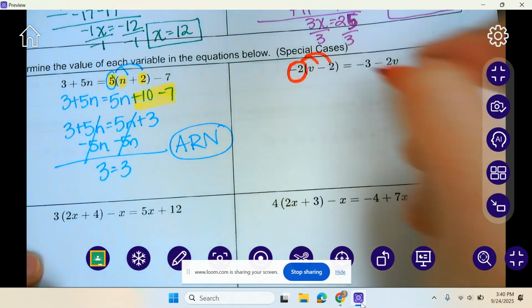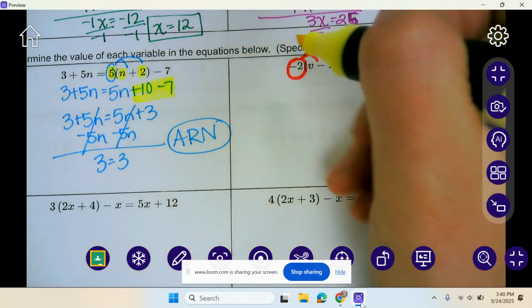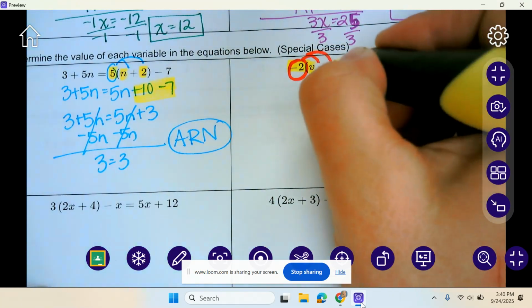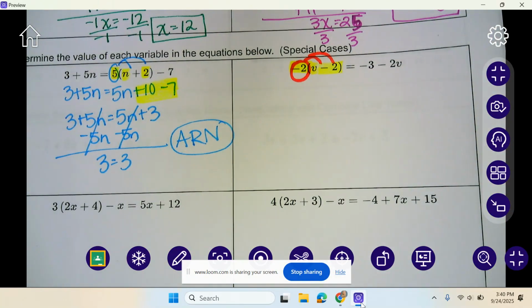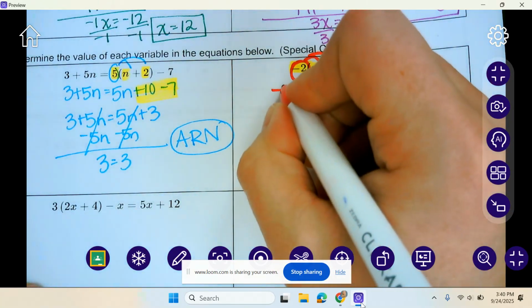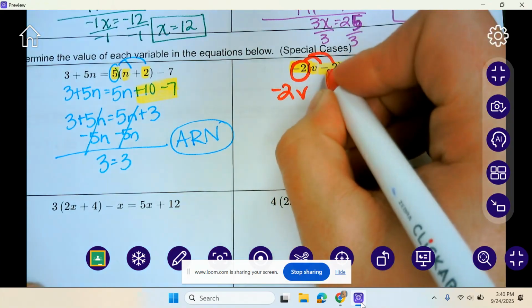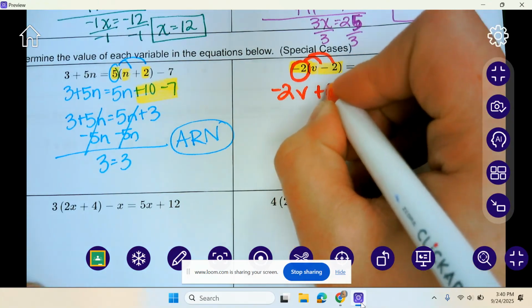So I'm going to distribute the negative 2. So this negative 2 right here gets distributed to v as well as the negative 2 right here. So negative 2 times v is negative 2v. Negative 2 times negative 2 is a positive 4.